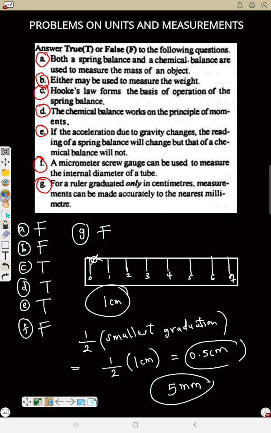And take note of this, they say this ruler is graduated only in centimeter. That means it can only be measured accurately to 1 centimeter, and the reading accuracy is half of the smallest division, and that is 0.5 centimeter, which is 5 millimeter. So the statement is wrong, it cannot be measured to the nearest millimeter. So this is all for this question. Now let's see another question.